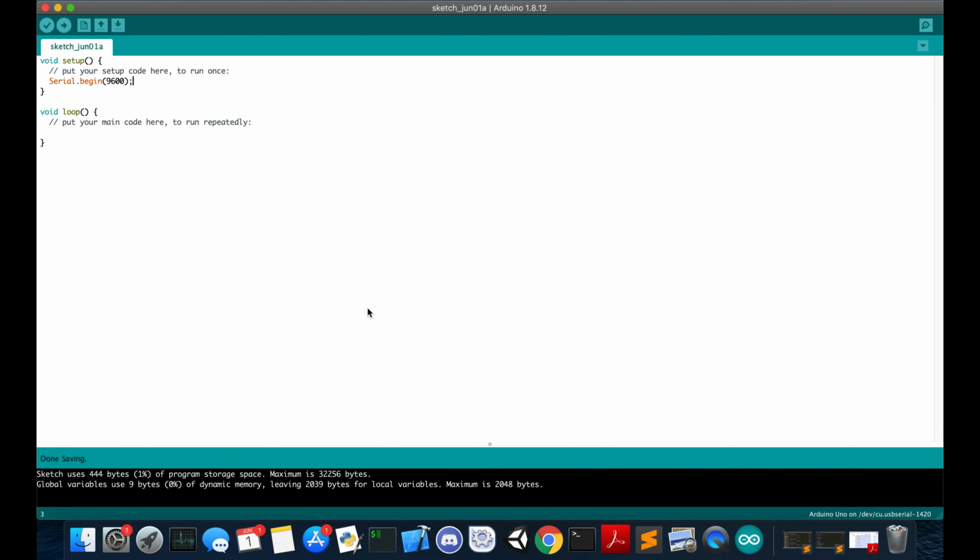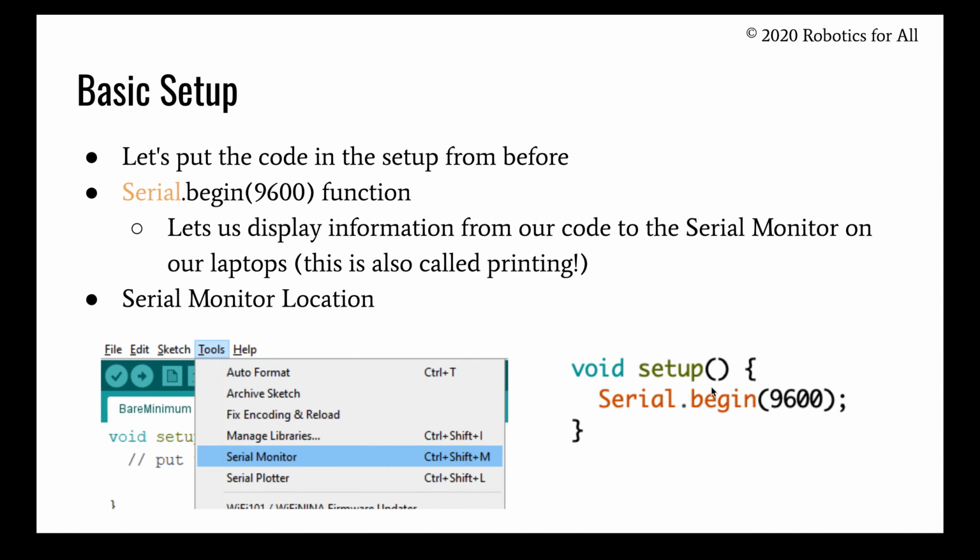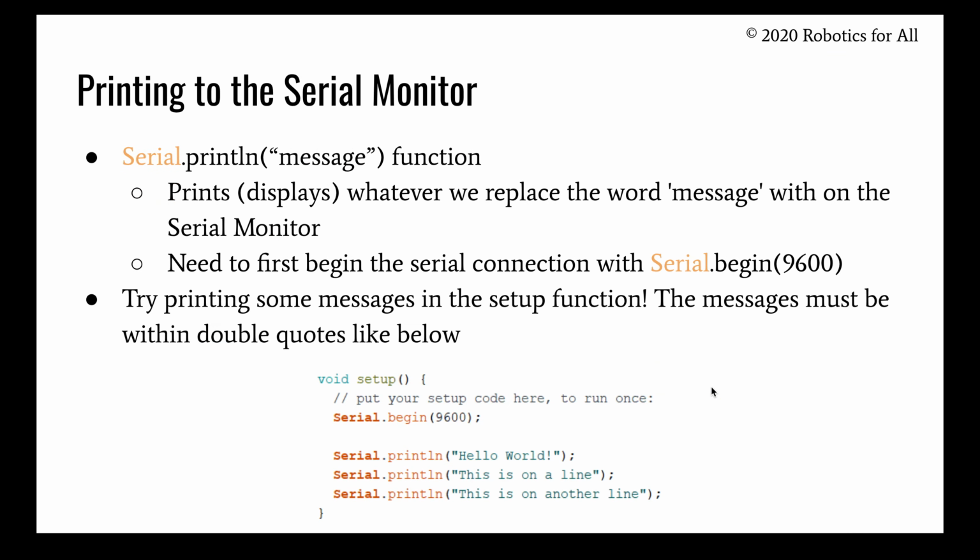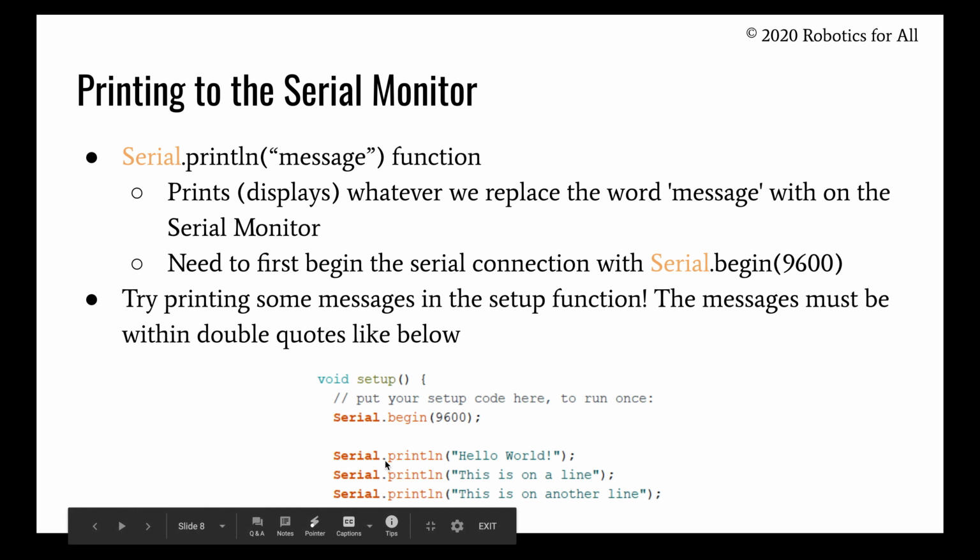Now, don't forget to save your code after you write something. Something in programming is called printing, where you can display messages to the serial monitor. After you've established the connection to the serial monitor using Serial.begin, you could write Serial.println, and then in parentheses your message, and make sure you have double quotes.